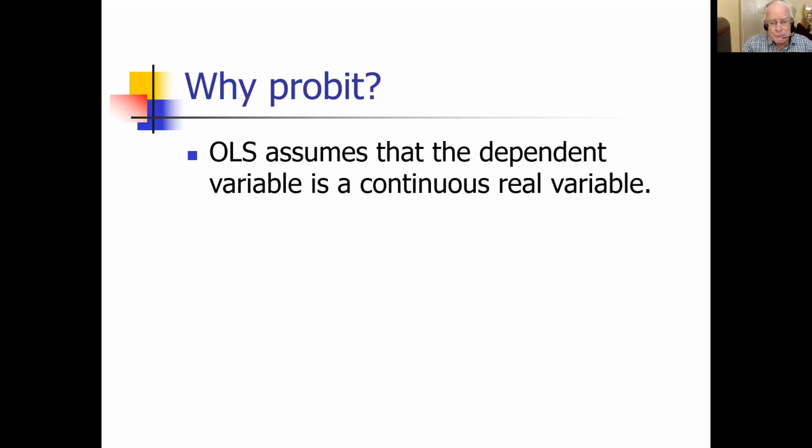So why bother with probit at all? Well, OLS assumes that the variable that we are trying to predict is continuous and real. For example, your weight is a continuous variable in the sense that we can express it as precisely as we wish with a real variable, 130 pounds, 130.5, and so on.